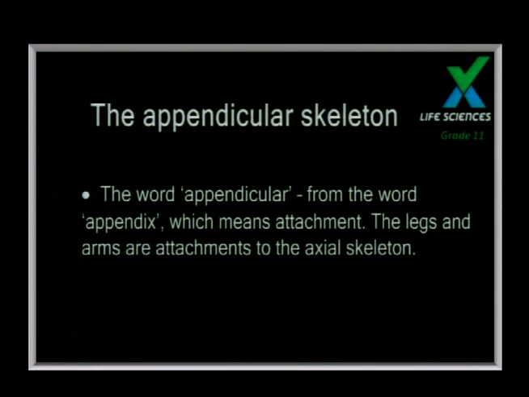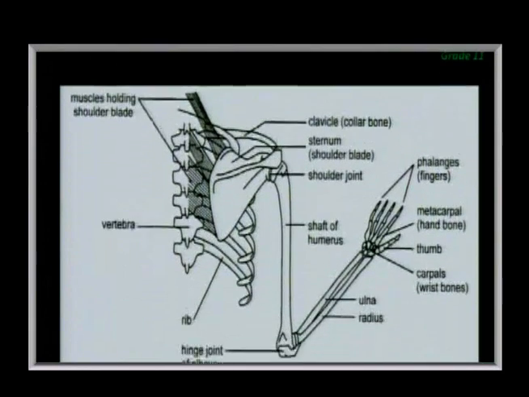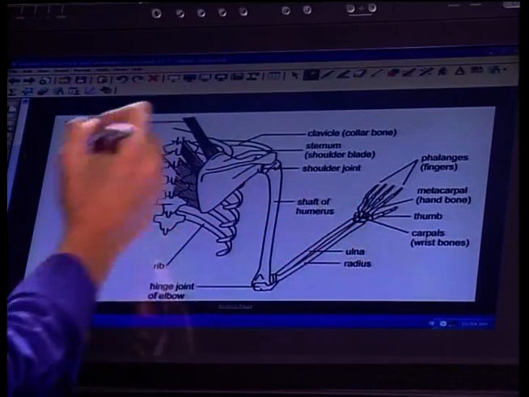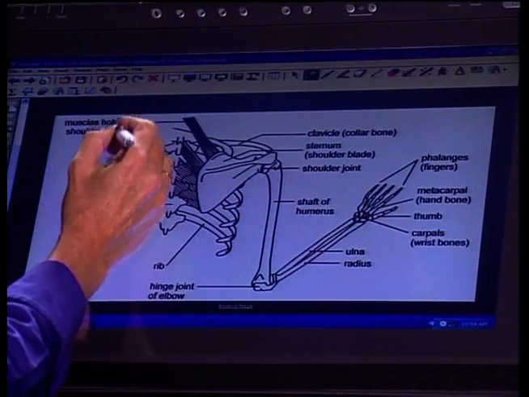Now we look at the appendicular skeleton. It's an appendix. It's been added on, okay? And what do we have? We have our arms and we have our legs. So upper and lower limbs. Your upper limbs are attached to the pectoral girdle.